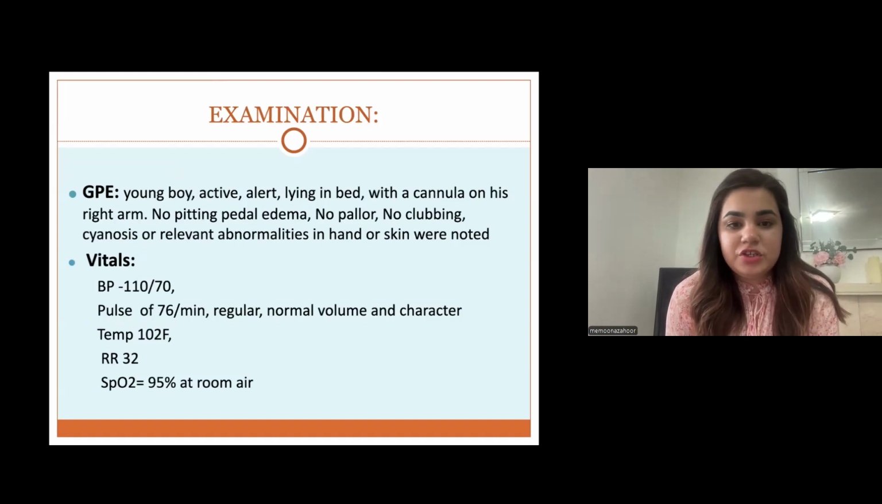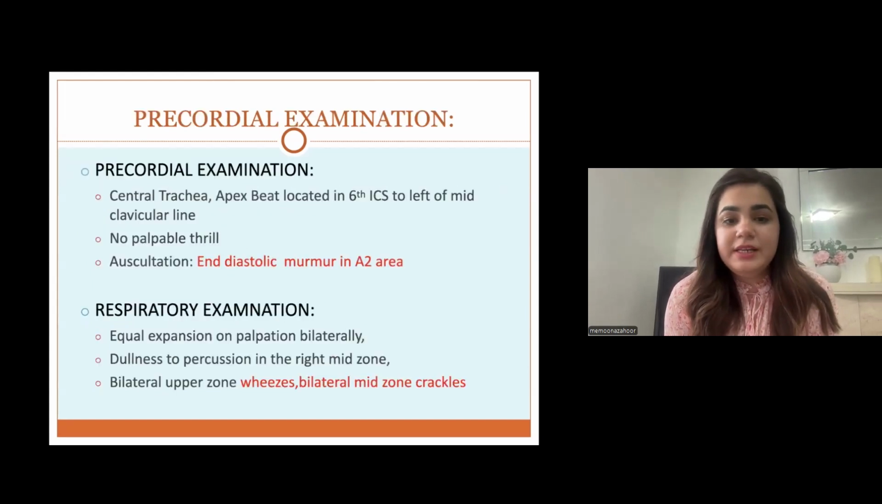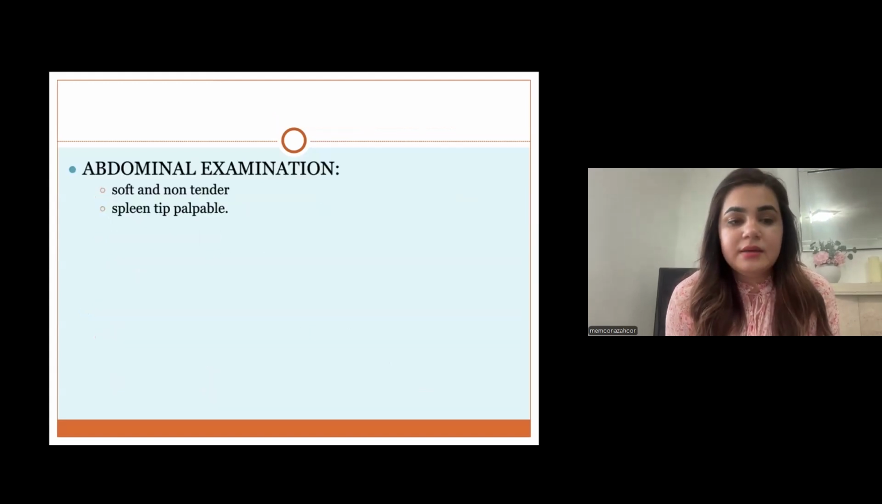On his general examination, we found nothing significant that could lead us to a diagnosis of fever, while this patient had been having high-grade fever for the last month. There was no clubbing or Roth spots or anything that would lead us to any immunological phenomena. His vitals were normal except for his increased temperature. On his precordial examination, we found an end-diastolic murmur in the aortic 2 area. On respiratory examination, he had wheezes and bilateral mid-zone crackles. In the abdominal examination, we found he had a palpable spleen.